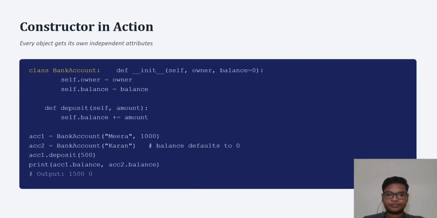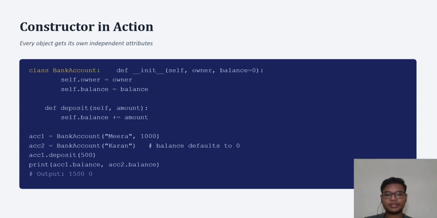Now let's talk about the constructor in action. What does it mean? Every object gets its own independent attributes. For example, if we create a class named BankAccount, we have def __init__(self, owner, balance=0), where zero is the default. So self.owner, self.balance, and then we create a method, def deposit(self, amount), where self.balance += amount.